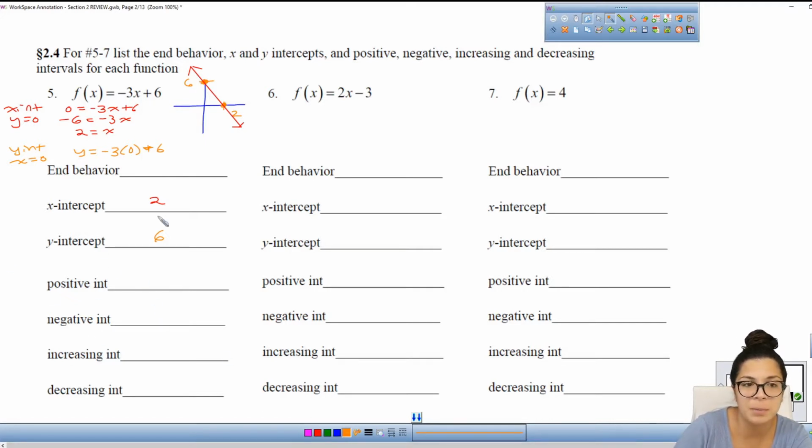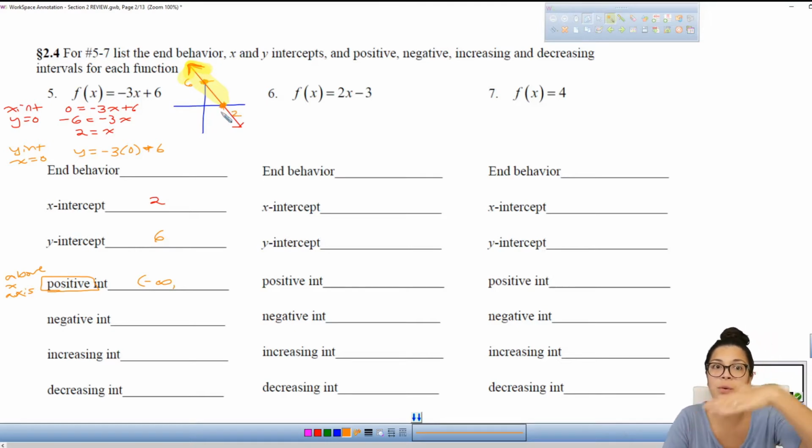Let's start with these bottom ones, and then we'll come back up for end behavior. A positive interval is anywhere that the y value is positive, which would be above the x-axis. As you notice, this piece that I just highlighted in yellow is above the x-axis. So where does that start? If we look at the left side, we have an arrow here, so that starts at -infinity. And then where does that end? Well, we stop being above at the x-intercept.